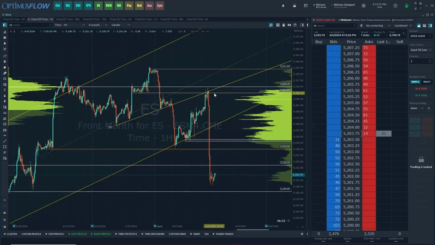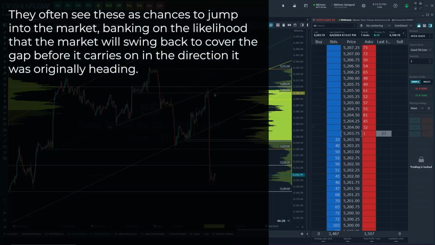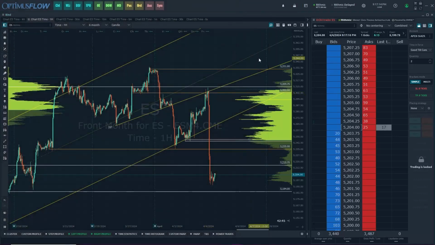So let's talk about how price action traders view fair value gaps. They often see these as chances to jump into the market, banking on the likelihood that the market will swing back to cover the gap before it continues on in the direction it was originally heading. There's a few key components of fair value gaps I'd like to cover before we look at examples.